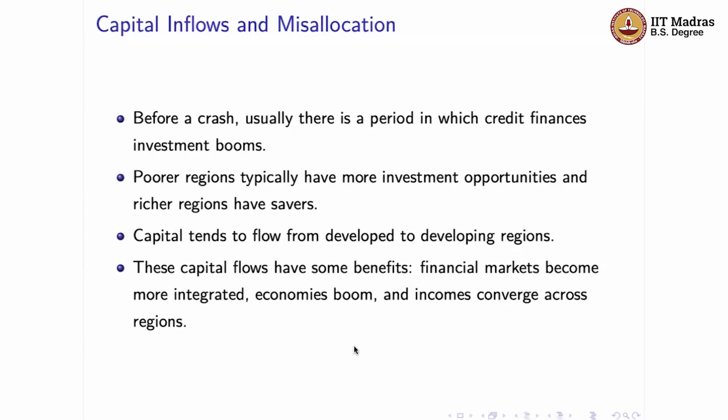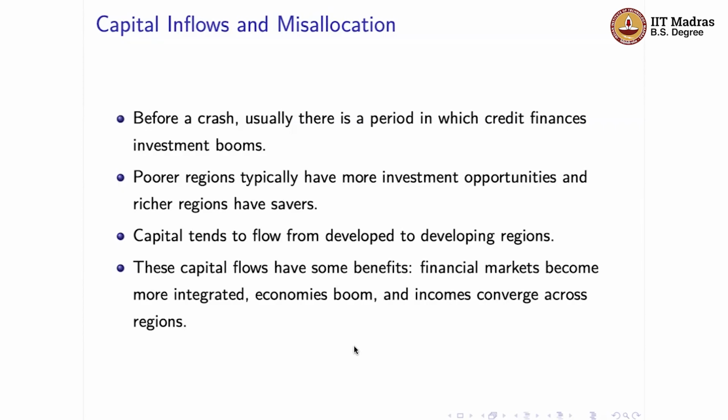So the first aspect we want to highlight is this effect of capital inflows and misallocation. What typically happens is that before a crash occurs, usually there is a period in which credit finances investment booms. By credit, you can think of loans, and by investment booms, you can think of building different infrastructure, building different housing and so on, right? So different types of investments take place.